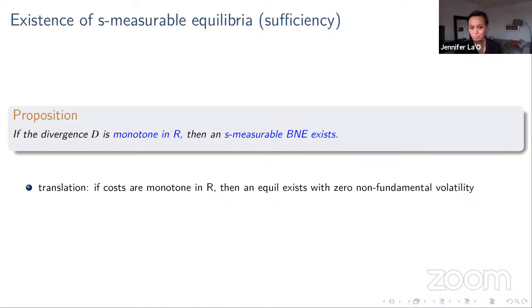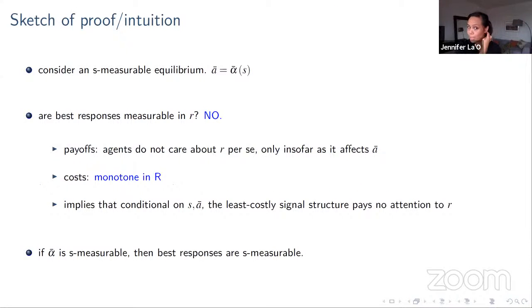Okay, this is sufficiency. And let me give you just a quick sketch of the proof, or the intuition for this. So suppose there's an equilibrium that's S measurable. A bar only depends on the fundamental. It doesn't depend on R. Are the agents' best responses measurable in R? The answer here is no. Why? If you think about payoffs, by definition, R doesn't affect payoffs. It's the S that affects payoffs. So there's no reason for the agents to care about R per se, only insofar as it might affect A bar. Now think about the costs.